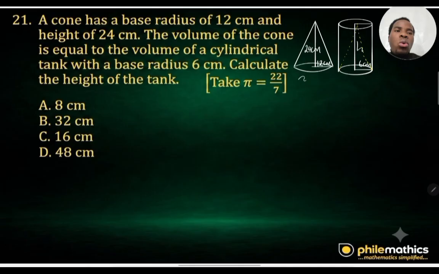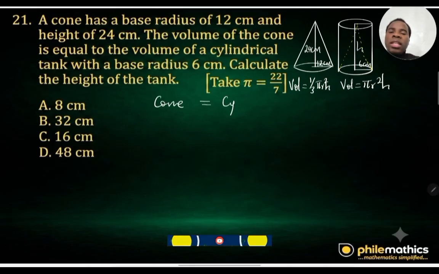It's just to let you know that the volume of a cone is 1/3 pi r square h, and the volume of a cylinder is pi r square h. Now back to the question. The volume of the cone is equal to the volume of a cylindrical tank with a base radius of 6 cm. Since they are equal, cone, cylinder.